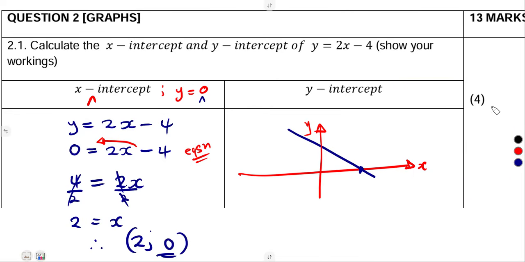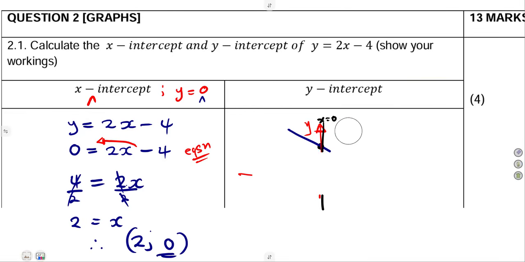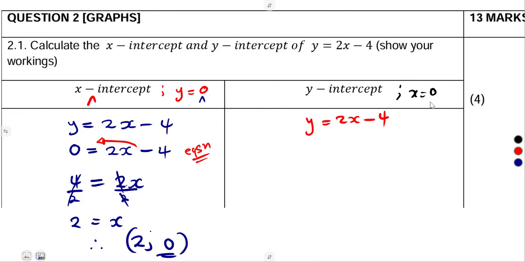For the y-intercept, if a line is drawn, then the point where it crosses the y-axis is referred to as the y-intercept. On that condition, where it lies in the y-axis, x will be equal to 0 throughout. So you can take that as an advantage. For the y-intercept, x must be equal to 0. So we can solve for y in this equation. Y is equal to 2x minus 4. Substitute in place of x to determine the y value.